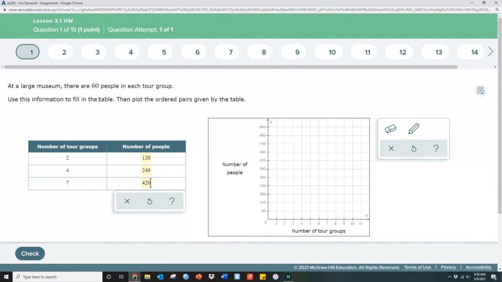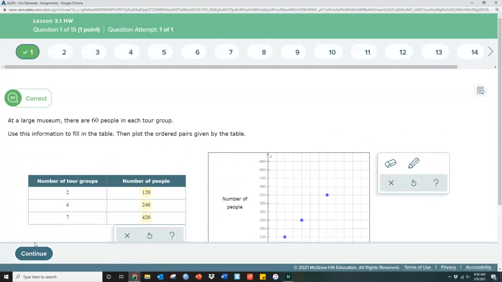So we go ahead and compute that, and then we graph the coordinate points. If we had 2 groups, then we have 120 people. We have 4 groups, we have 240 people. We have 7 groups, we have 420 people. All right, and so we're graphing each coordinate point, and then we're checking it. So that's pretty straightforward. So it's multiply, write it down, and then graph it accordingly. Let's try another one.